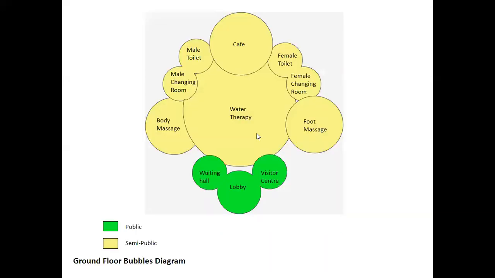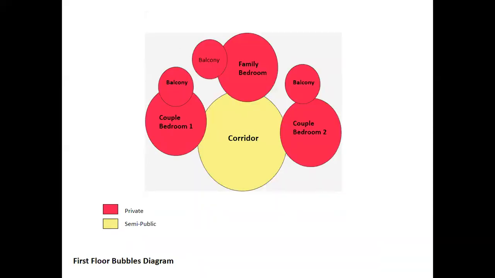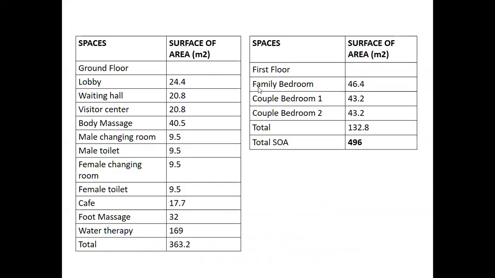Next, we come to the building bubble diagram. I plan to divide all the public spaces and semi-public spaces at the ground floor, and lastly, the private rooms are at the first floor. Next is the surface area used by the spaces. The ground floor used 363.2 meters square, while the first floor used 132.8 meters square, and the total surface area used is 496 meters square.